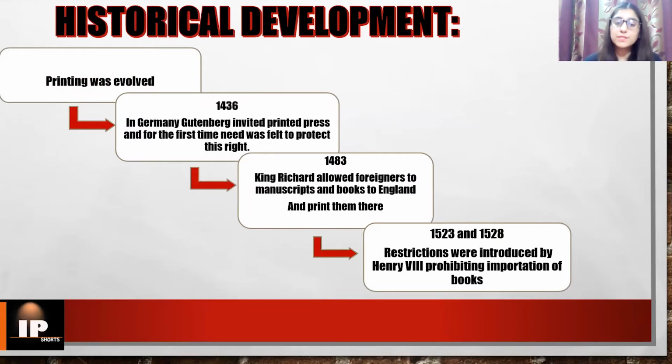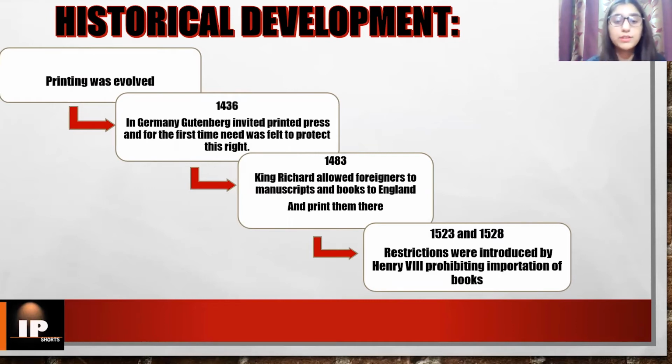सो वी कैन ट्रेस बैक द डेवलपमेंट ऑफ कॉपीराइट टू द टाइम व्हेन प्रिंटिंग वाज इवॉल्व्ड. तो प्रिंटिंग ने अब पॉसिबल करा कि हम एक वर्क को डुप्लीकेट कर सकें. बिफोर दैट हैंड प्रिंटिंग वाज द सोल मींस ऑफ रिप्रोडक्शन. So in 1436 in Germany, Gutenberg invented printing press, and for the first time that was the time when the need was felt to protect this right.